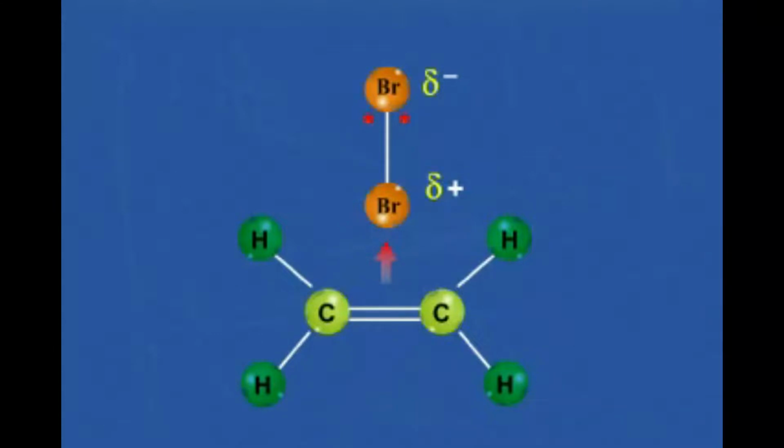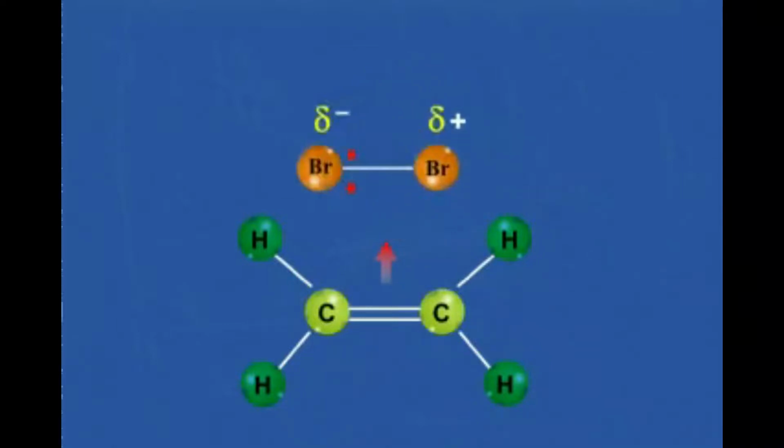Let us try to understand why this happens. This happens because the pi bond in ethene repels the electron pair forming the bromine-bromine bond. There you can see it. Now this results in an induced dipole. The positively charged end lies closer to the carbon-carbon double bond.